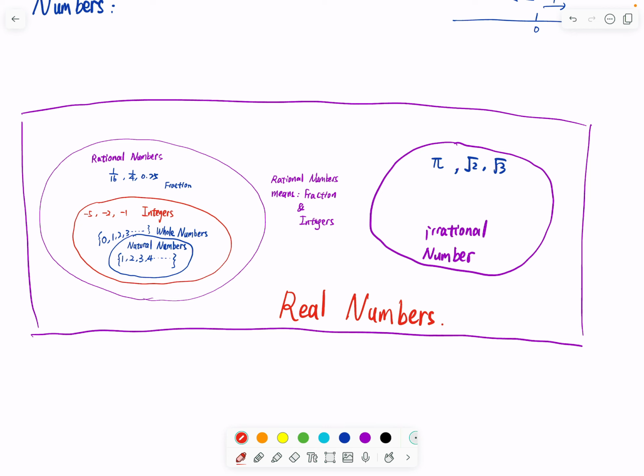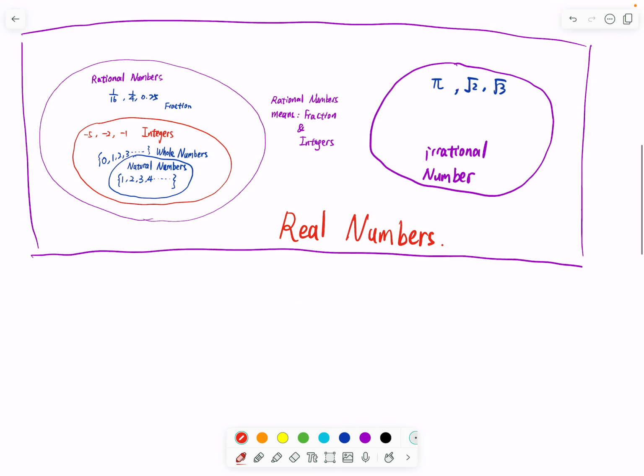So maybe some of you may ask, okay, teacher, I have the real numbers, maybe do we have the fake numbers? Do we have the fake numbers? Yes, we have. But actually, we don't name them fake numbers. We call them what? We call them imaginary numbers.